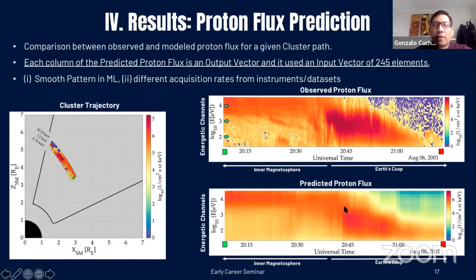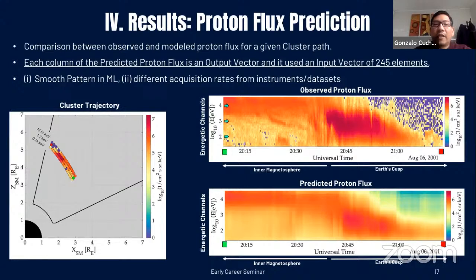So here I have two features that I would like to explain. The first one is the smooth pattern in machine learning-based regression models. This is a typical result that we should expect when we are using this type of system or model, this kind of smoothness in the signal. And that is part of the training process.